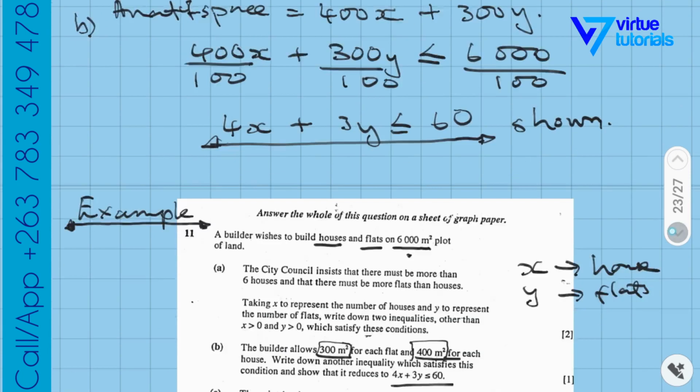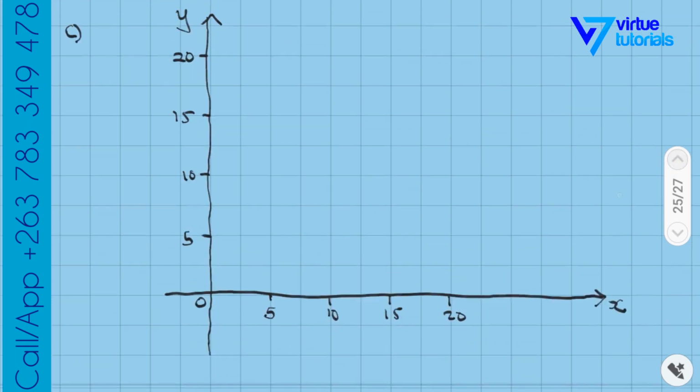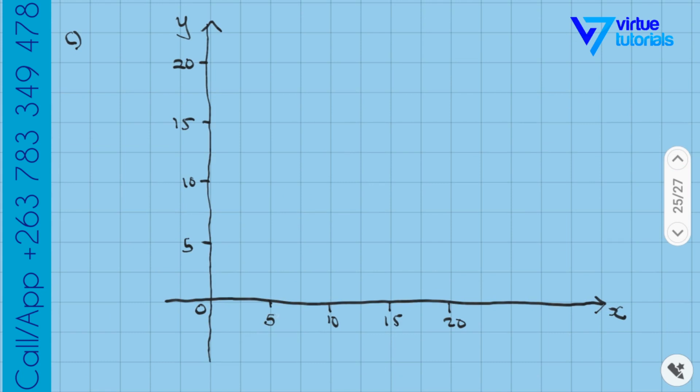Now part C. The point xy represents x houses and y flats. Using a scale of 2 centimeters to represent 5 units on both axes, draw the x and y axes for values of x ranging from 0 to 20 and values of y ranging from 0 to 20. So on your graph, you must remember there must be 2 centimeters between the 5s.